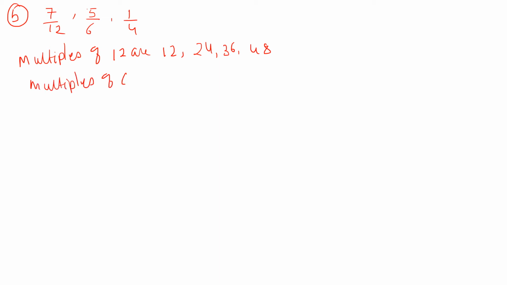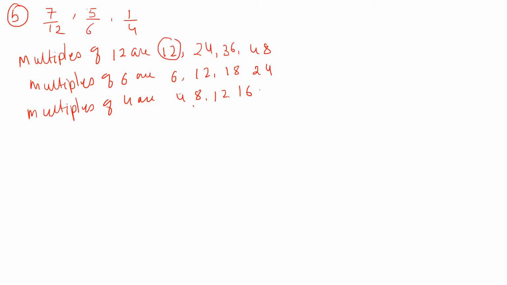Then multiples of 6 are 6, 12, 18, 24. Multiples of 4 are 4, 8, 12 and 16. Now see here which one is the least common one. So as we can see here, this 12, this 12, this 12.